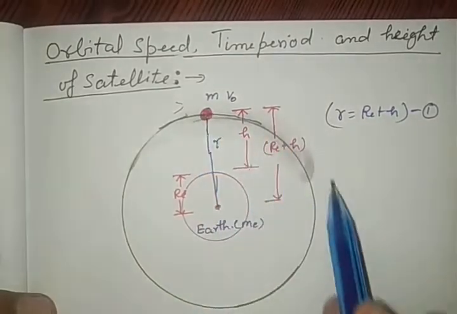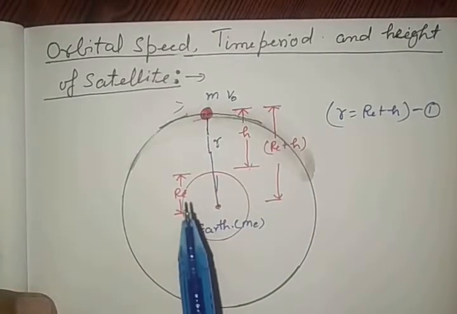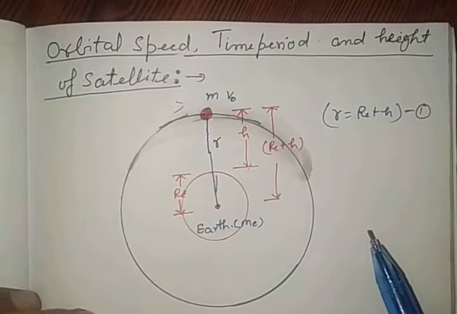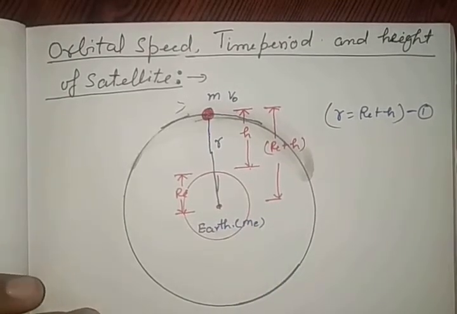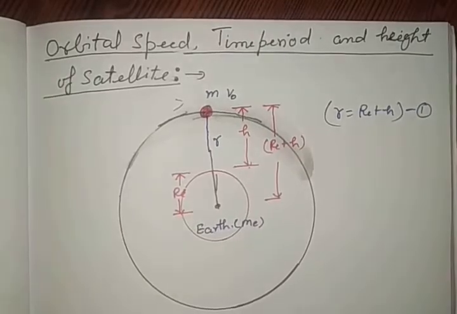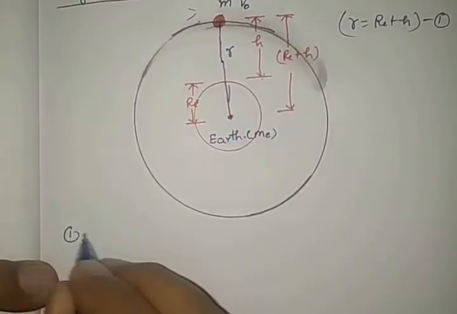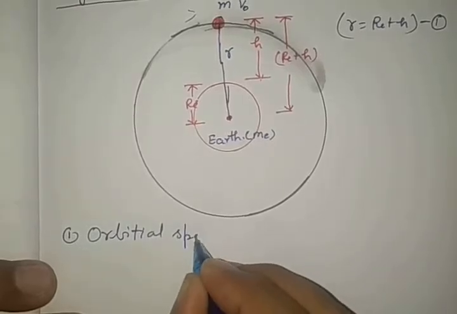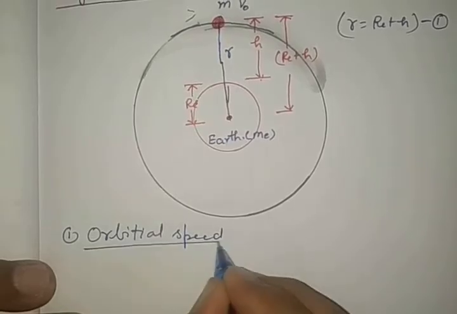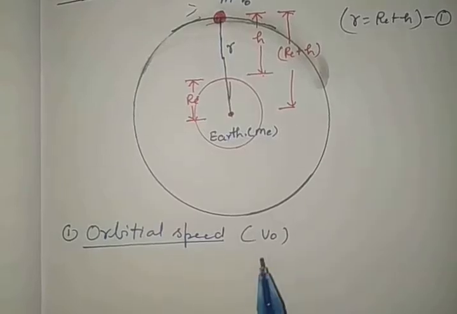So this satellite revolves around it. When it revolves, gravitational pull acts according to the law of gravitation between Earth and the satellite. And in a circular path, the required centripetal force also acts. So in this case, first of all, we are going to calculate the orbital speed of the satellite.